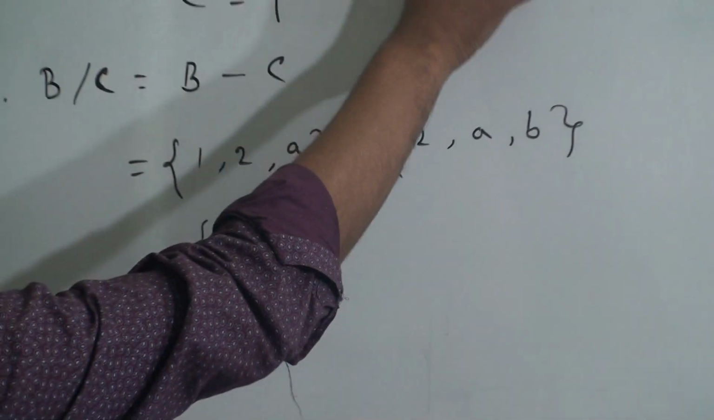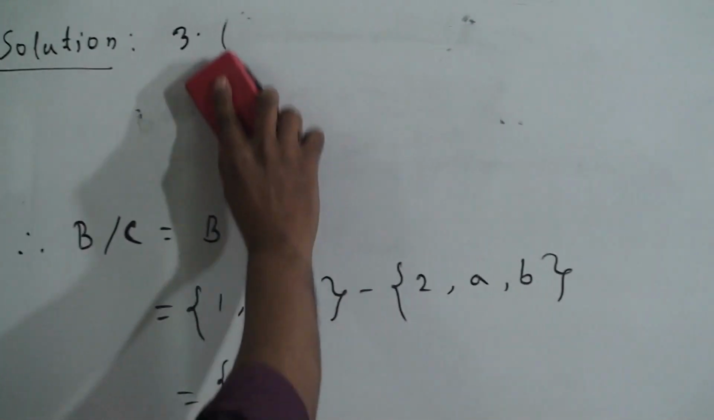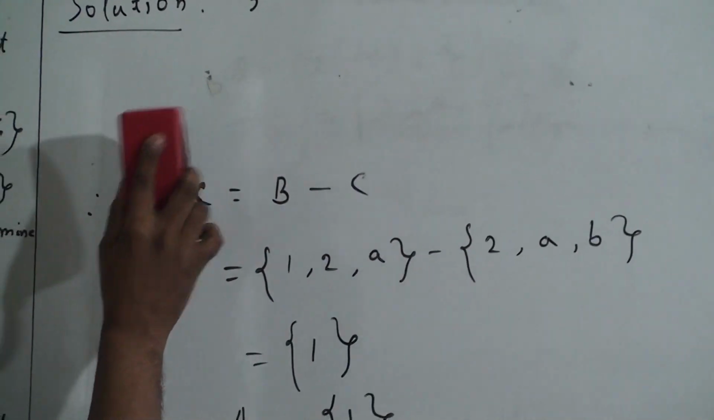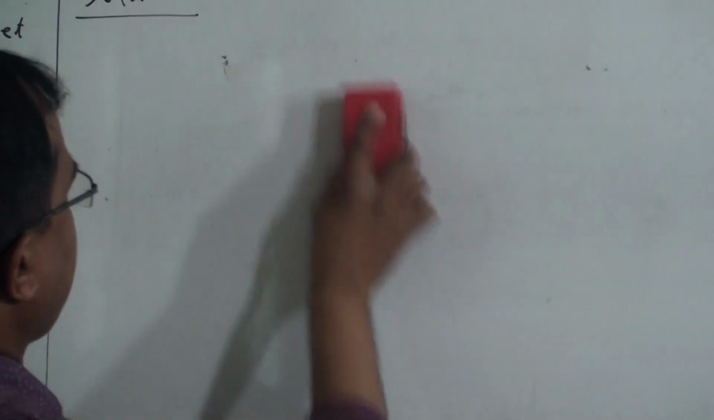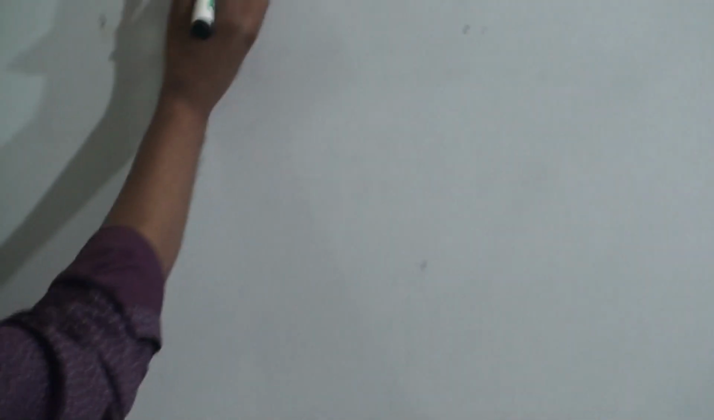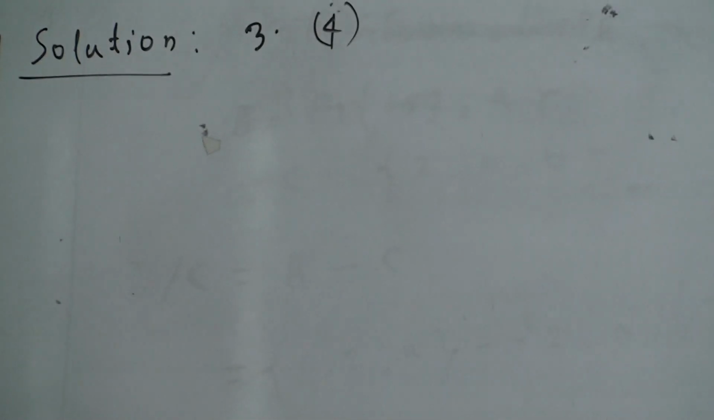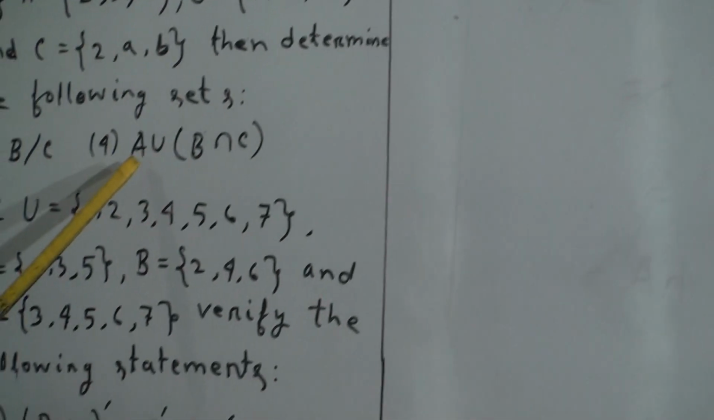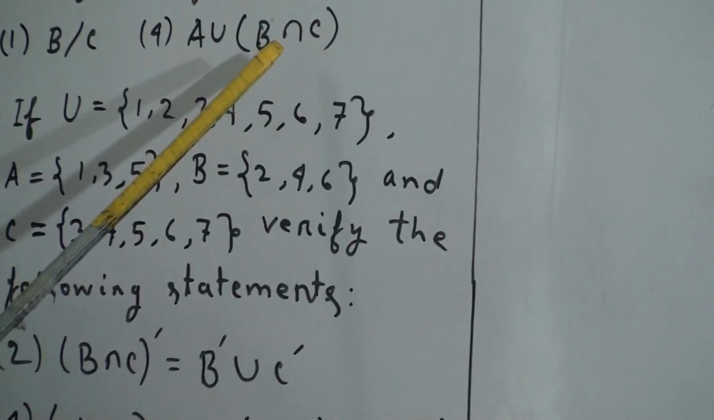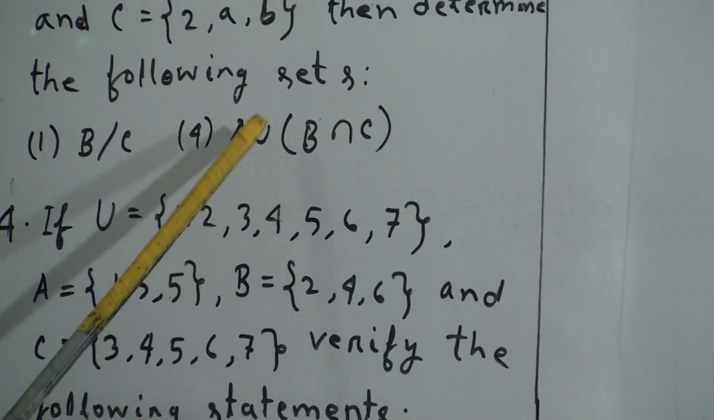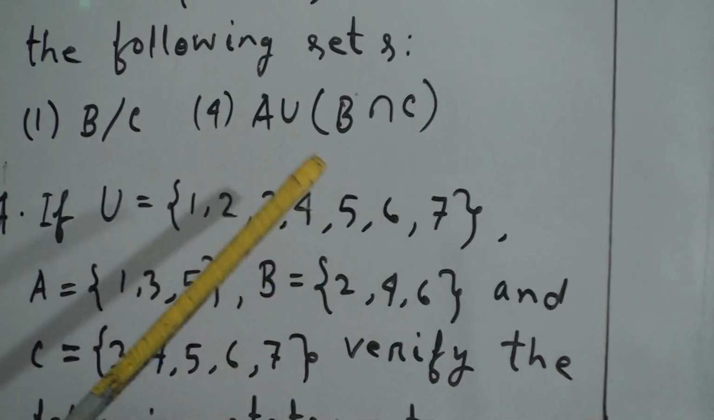Dear students, we have finished question number 3, sub number 1. Now we'll solve question number 3, sub number 4. Here we have to find out the value of A union B intersection C.